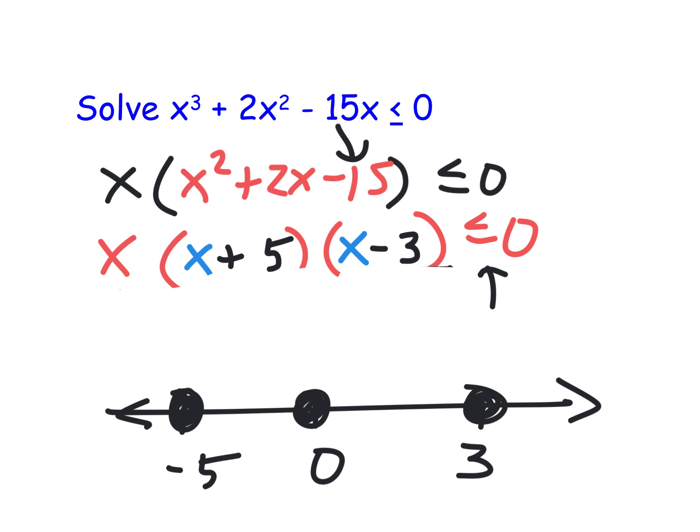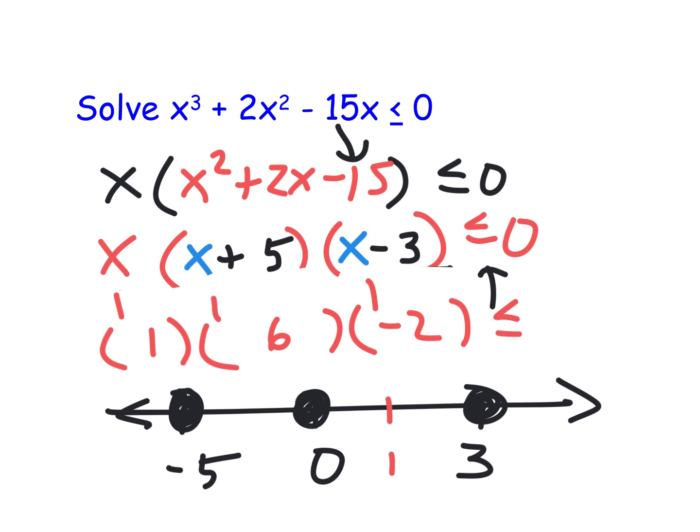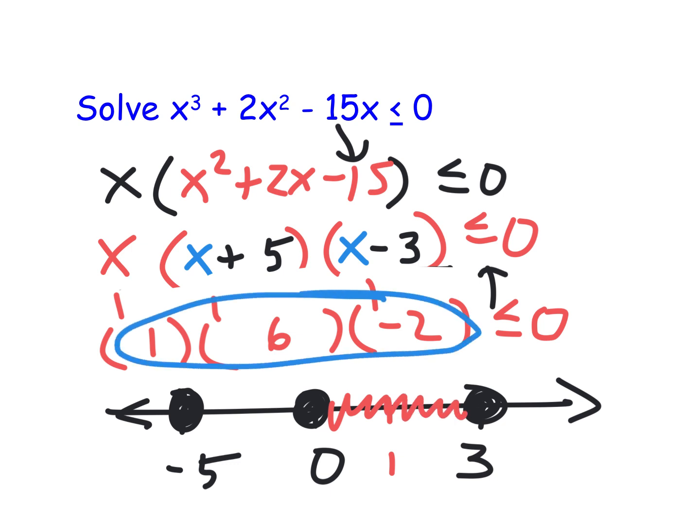Next up, Mason. Pick an interval and tell me what we should test. 1. 1 goes right in there, and we will test a 1. I'm going to put a 1 here, a 1 here, and a 1 here. Would you please tell me what I get? You get 1, yep, and then 6, yep, and -2. Perfect. And will that come out less than or equal to 0? Less than. It does come out less than, so it worked. So I shade it in. If you don't get that last part, it's because it came out negative, and negatives are less than 0.